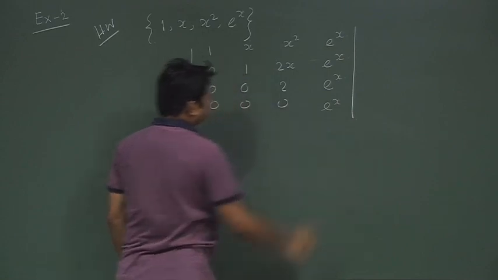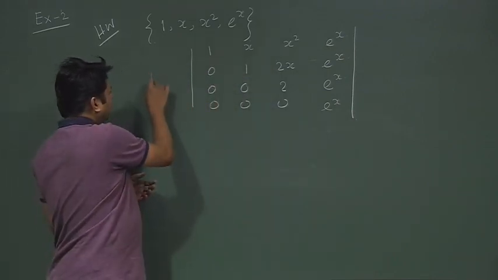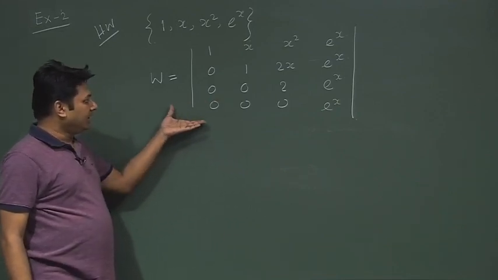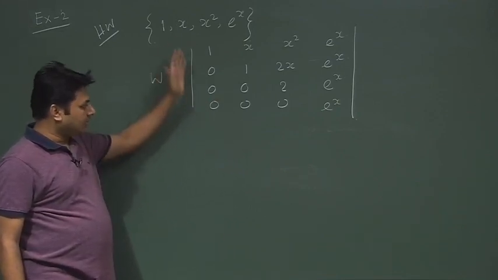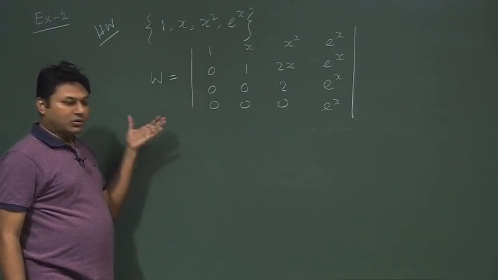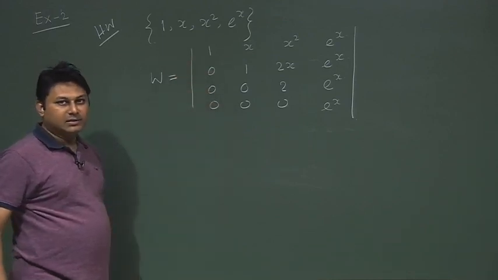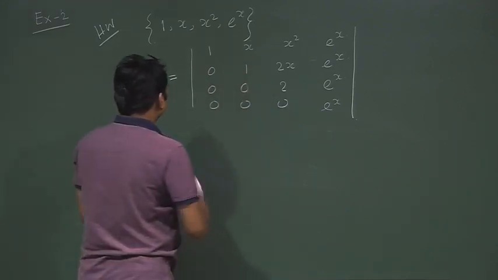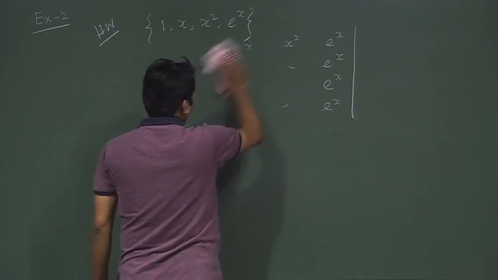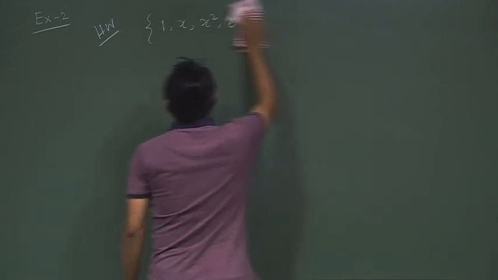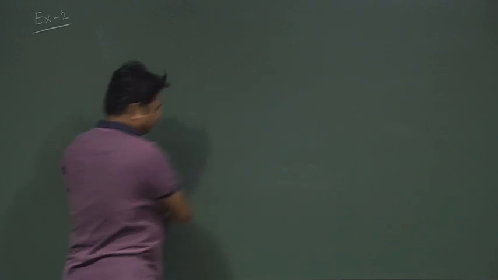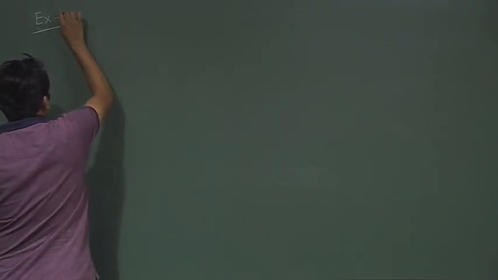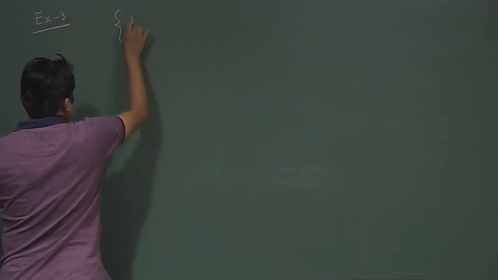So, instead of 3 by 3, I have a 4 by 4 matrix. Now, if I take the determinant of this entire quantity, I need to calculate whether it is 0 or not. Since it is 4 by 4, you need to calculate the determinant meticulously, and you will see that again it will be not equal to 0. So, this set of functions is again linearly independent. Okay, let us try with another set of functions.